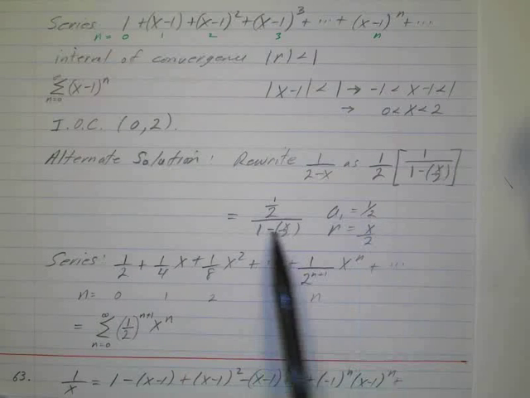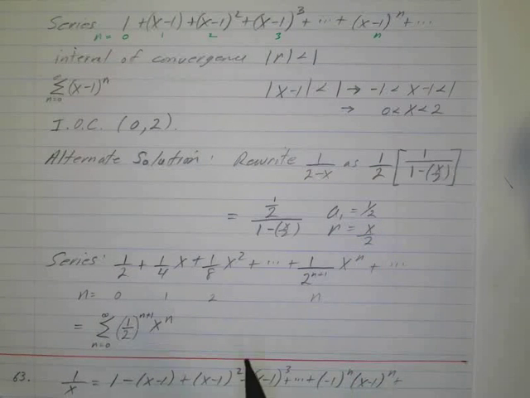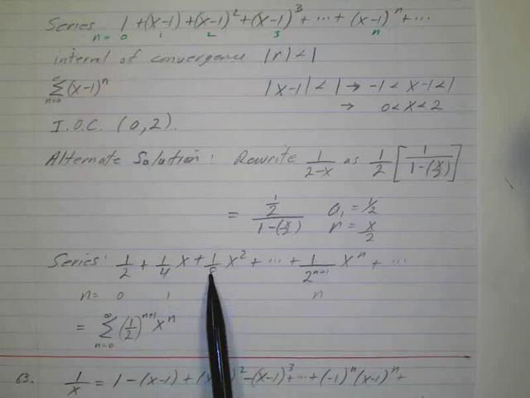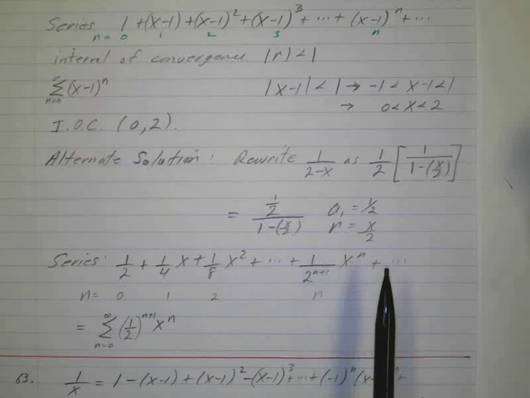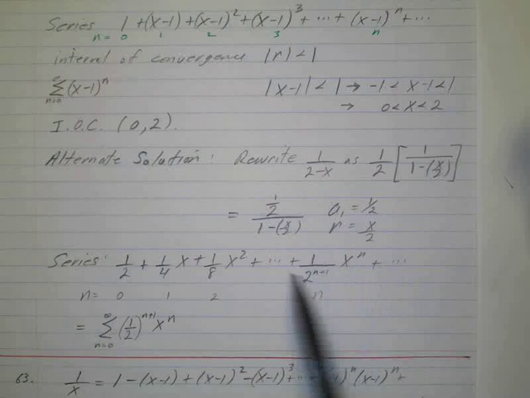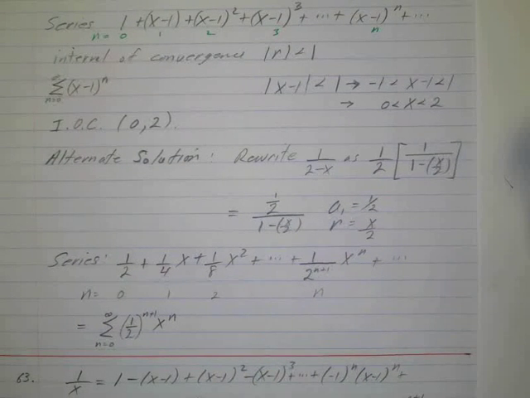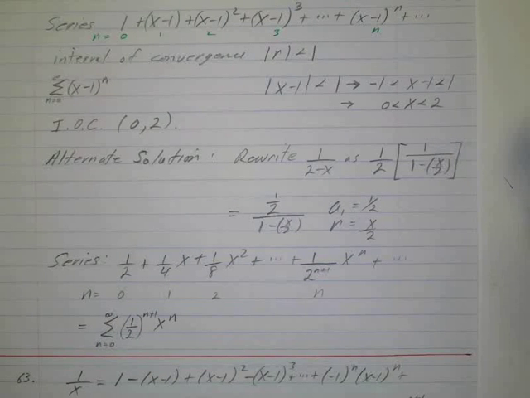So it does work out. In this case, the a would be 1/2, and the r would be x over 2. So you'd have 1/2, and then just keep multiplying by x over 2: 1/8 x squared, and then we would work it out like this. So this would be 1 over 2 to the n, x to the n. It's a little different way of writing it, but it still works. It's another valid series for that, and that would be your general term.